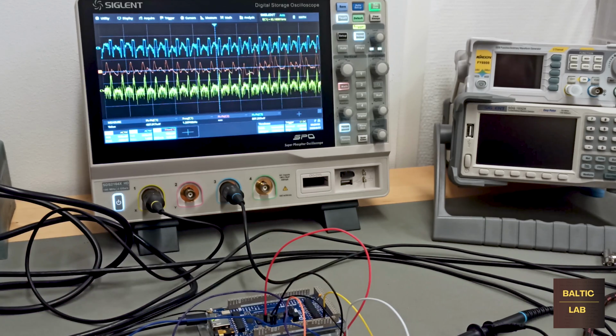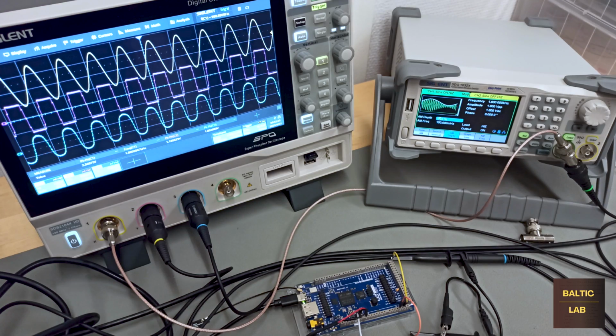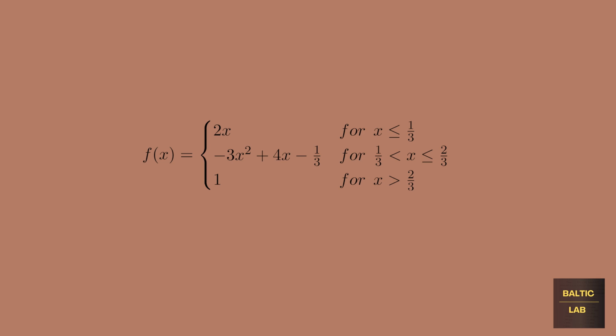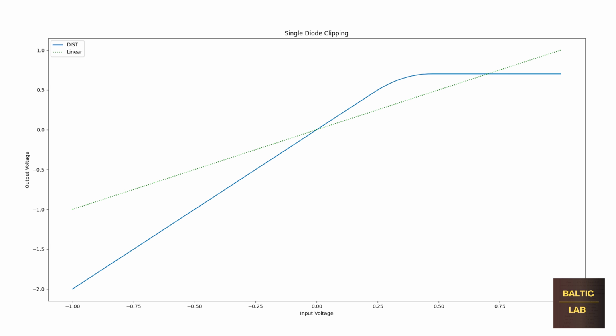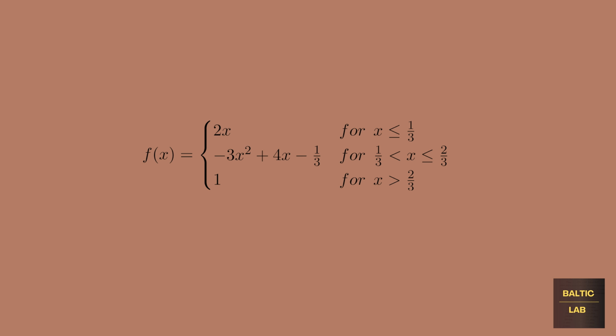The distortion effect you just heard was completely implemented in software on an Arduino Giga R1. Implementing distortion effects in software is actually quite easy. All we need is some sort of equation that models the behavior of one or more diodes in a circuit. One of many possible models is shown here. It's a step function containing a linear part, a quadratic part, and a hard clipping constant part.